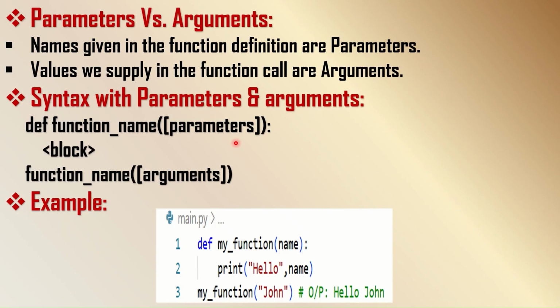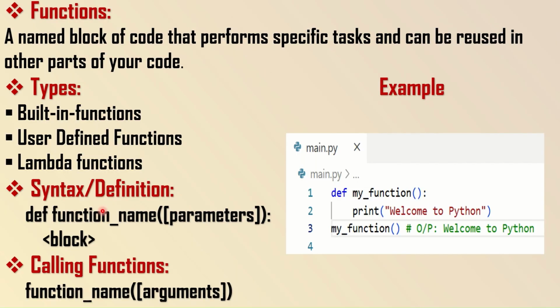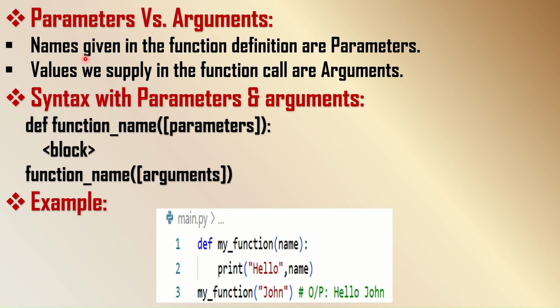Now let's see parameters versus arguments. In our earlier example, we have seen the syntax, right? In the function definition, we are passing the parameters, whereas while calling the function, we are passing the arguments. So if you can see the difference, parameters are simply the names that we need to provide in the function definition, whereas arguments are simply the values that we supply whenever we call a function. So parameters are used in the function definition, whereas arguments are the ones we need to pass while calling the function.